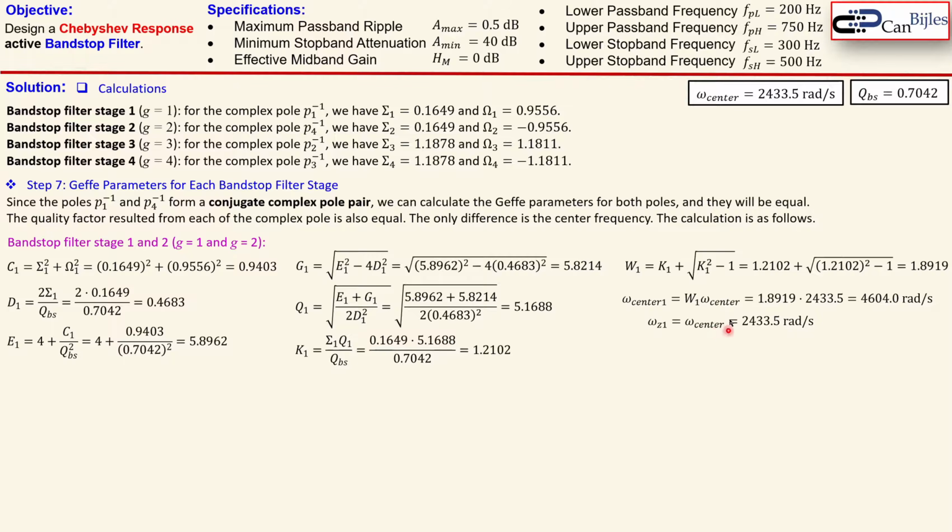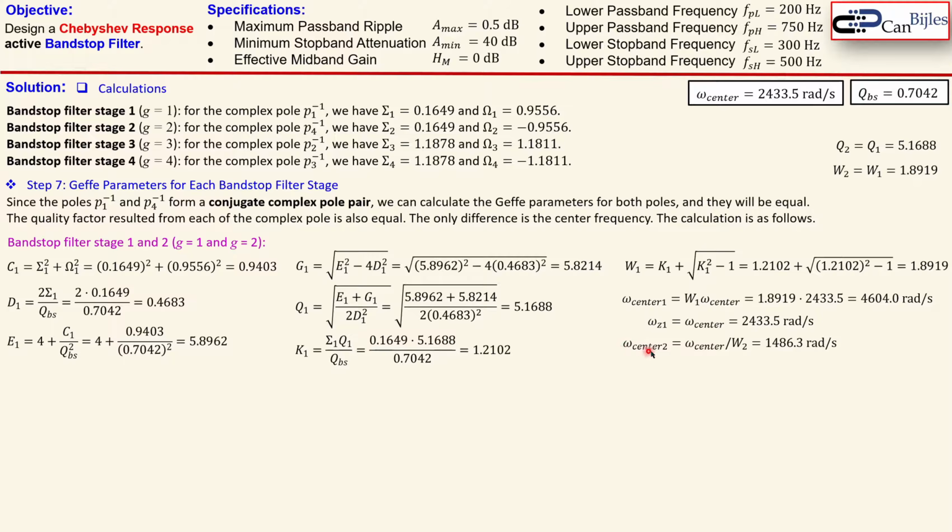And the zero frequency is equal to the center frequency of the original calculated value. Now we know that the second stage, so for G is 2, has also the same quality factor as mentioned here. So that means Q2 is equal to Q1, so that's equal to this, and W2 is also equal to W1. So what will it mean?